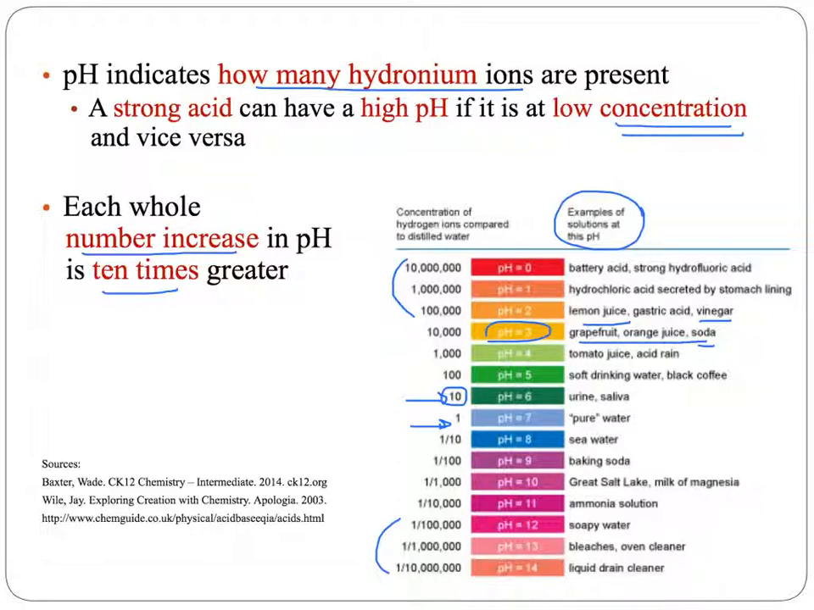On the other end, some of our more basic solutions, we've used ammonia in the lab. Even soapy water might be slightly basic. And of course, the ones you need to worry about are things like bleach and oven cleaner and drain cleaner, which is basically sodium hydroxide or lye. So this just gives you examples of some of the things found within the pH scale, some of the compounds that are acids and bases.